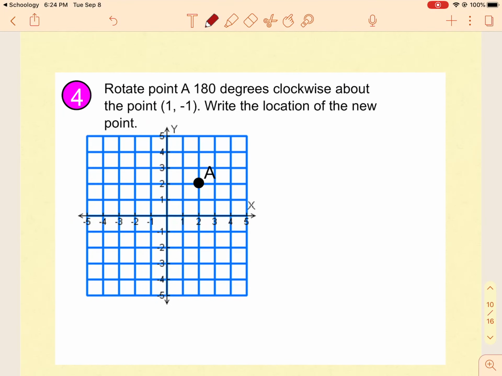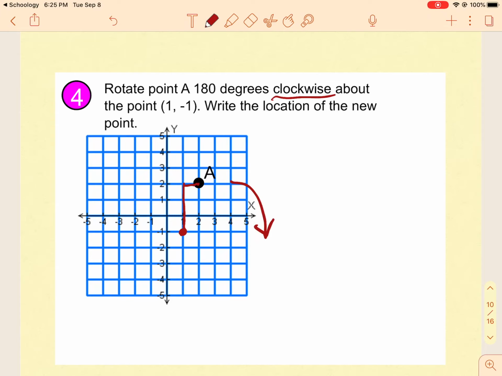What about if we're rotating 180 degrees clockwise about the point 1, -1? So 1, -1 is right there. Whether we go clockwise or counterclockwise with 180 degrees, it doesn't matter because you end up in the same spot. But since they said clockwise, I'll go ahead and do that.